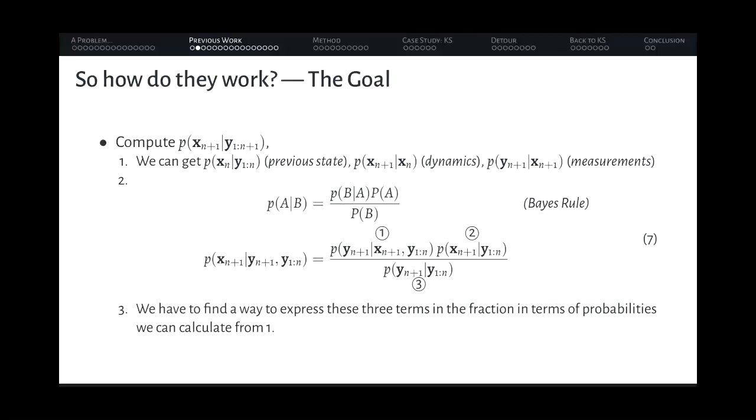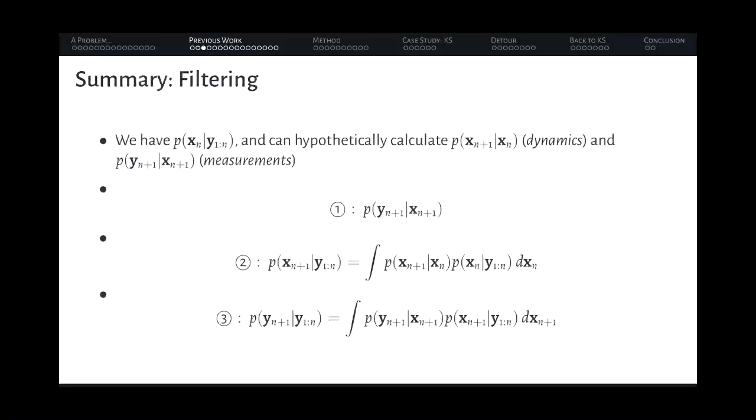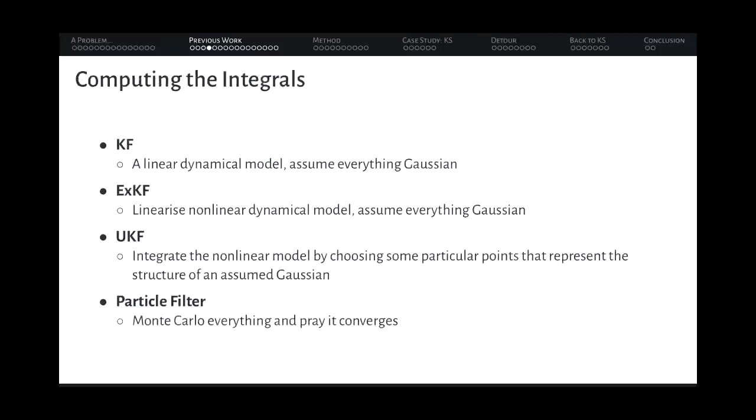But the main point is you have to find a way to express these three terms in terms of the stuff that we have, right? And you can. So after some derivation, you end up with these two integral terms and this simple distribution up the top. These are the three things that were in the Bayes rule before. Suffice it to say, all we have to do is figure out how to solve those integrals.